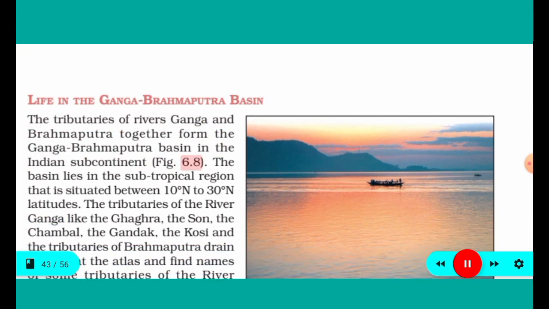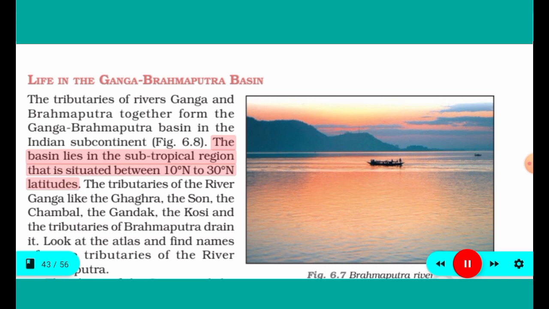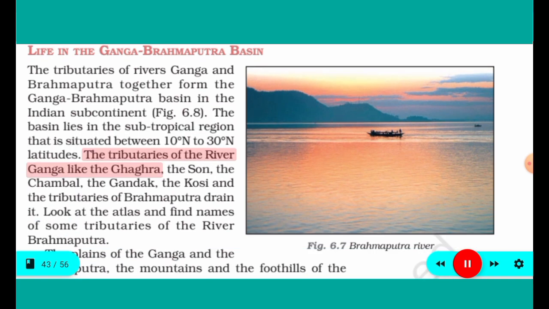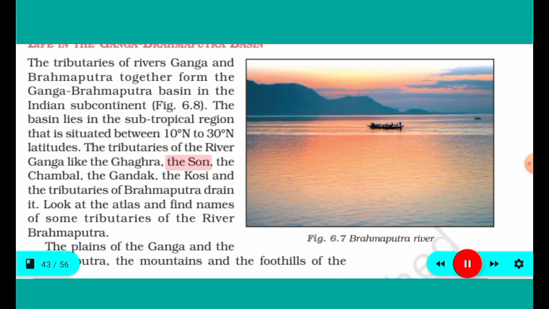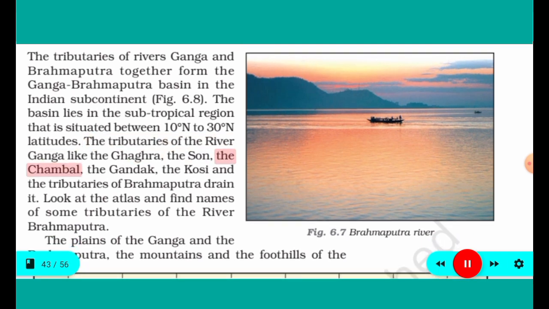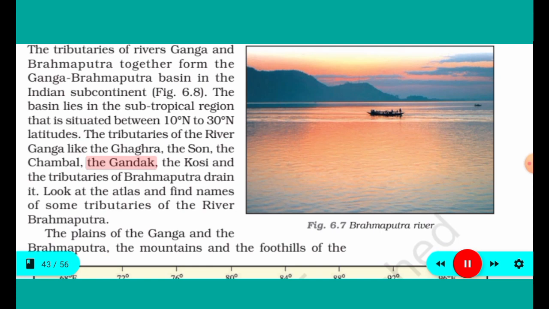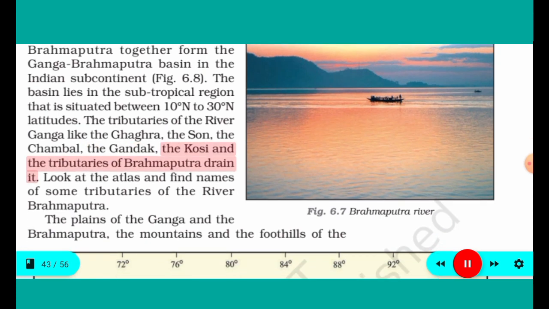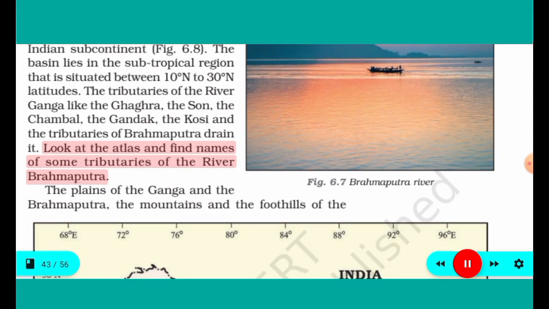The basin lies in the subtropical region that is situated between 10 degrees north to 30 degrees north latitudes. The tributaries of the river Ganga like the Gagra, the Sun, the Chambal, the Gandak, the Kosi and the tributaries of Brahmaputra drain it. Look at the atlas and find names of some tributaries of the river Brahmaputra.